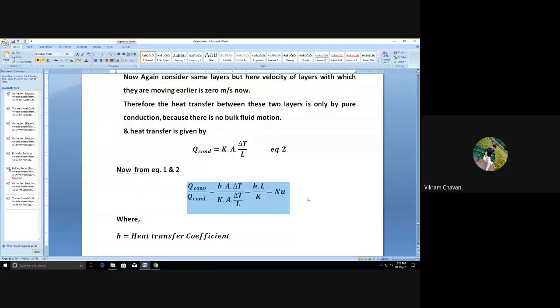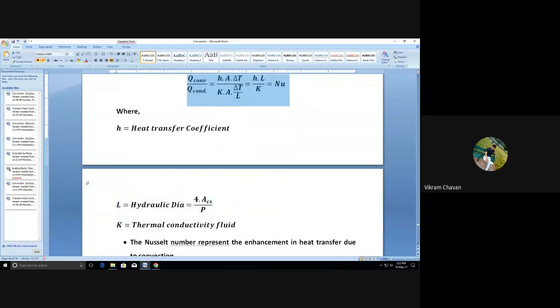Where h is heat transfer coefficient, L is hydraulic diameter and can be determined by using the equation 4 multiplied by A suffix CS, that is cross section area, divided by P, that is nothing but wetted perimeter. And k is the thermal conductivity of fluid.